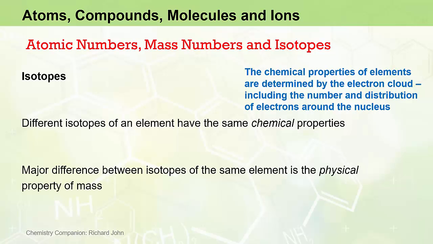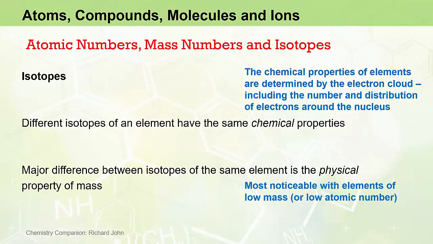The main difference in the physical properties of isotopes of the same element is the different masses of the atoms, which is the result of the different numbers of neutrons in the nucleus. This effect is more noticeable with elements of low mass or low atomic number, as the differences in masses are relatively much greater compared to the masses of the isotopes themselves. For example, if we compare the hydrogen-1 isotope with the deuterium isotope, the mass of deuterium isotope is roughly twice the mass of the hydrogen-1 isotope.